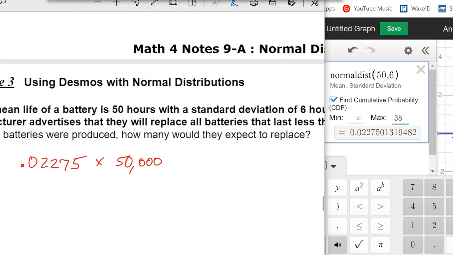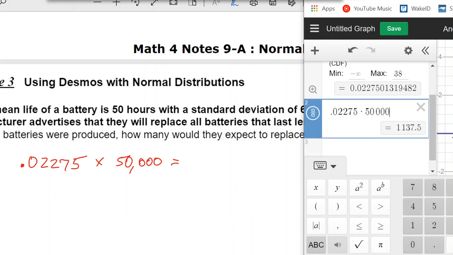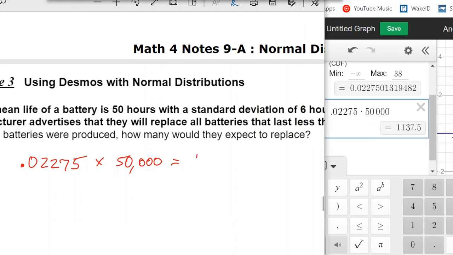And the thing is, I have 5 decimal places there, so my rounding error is going to show up below this number. So I think I'm all right. Now, when I multiply these two, 0.02275 times 50,000, I get 1137.5. I'll call it 1138. So that's about how many batteries they'll wind up replacing out of 50,000.